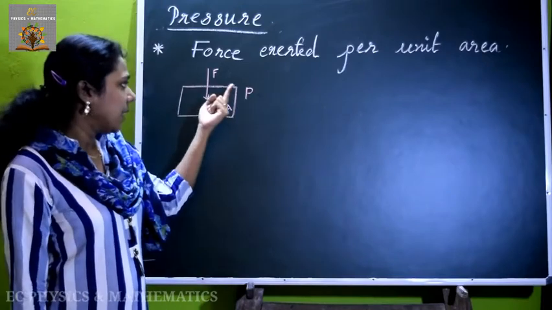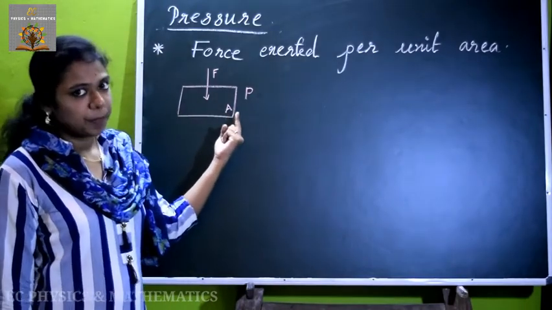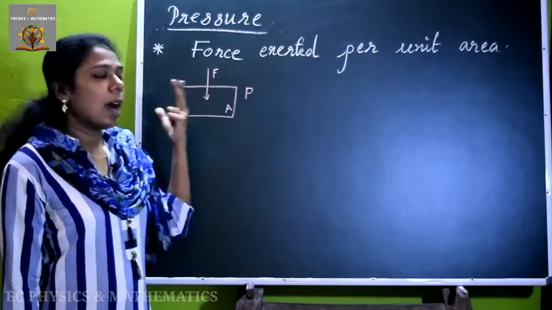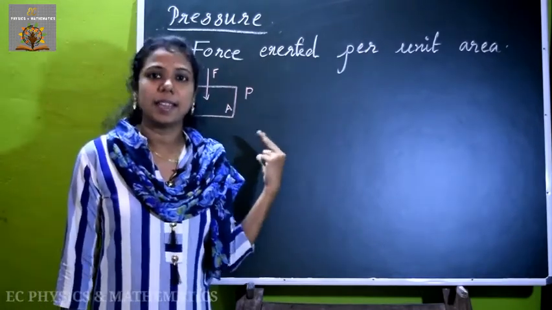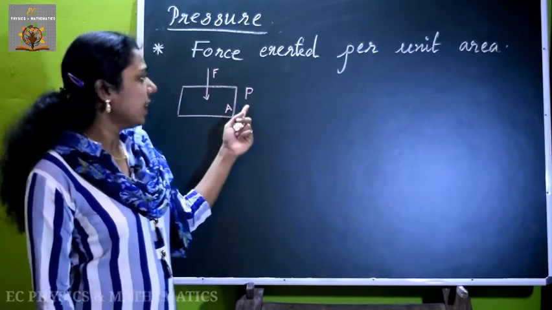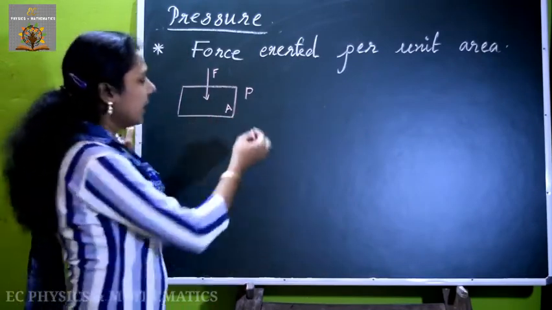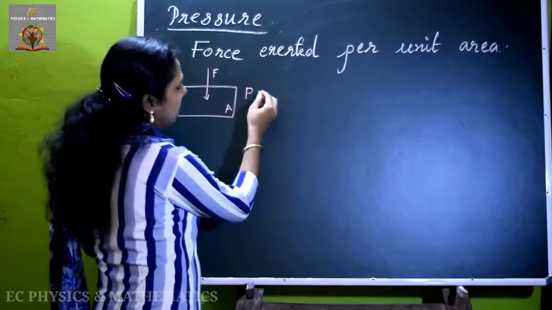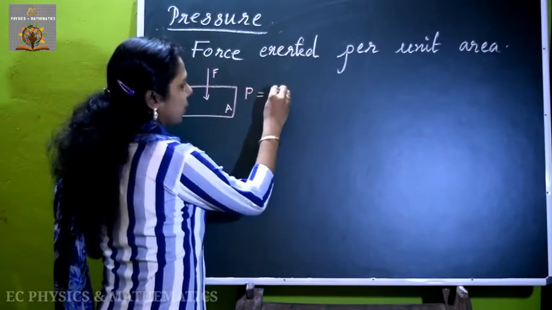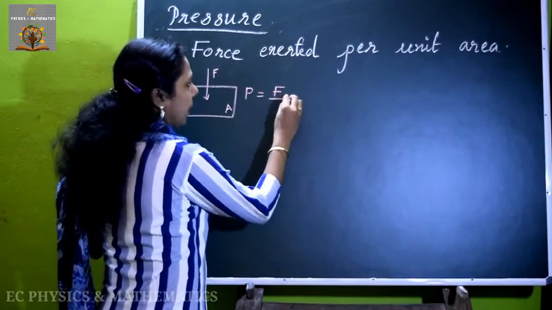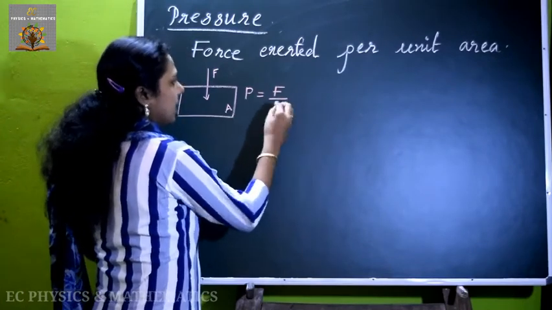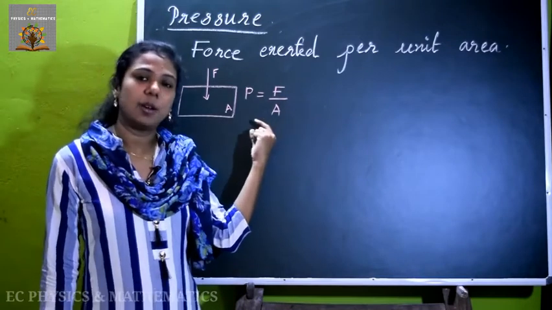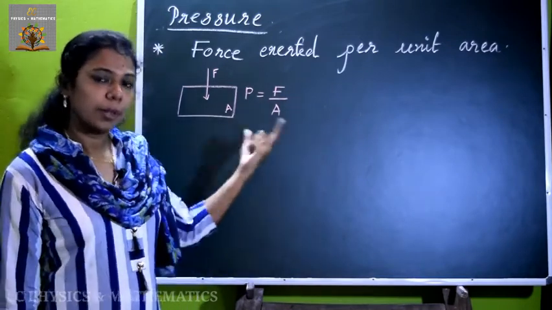We are taking an area, that is A. We are applying a force F. Then how much force we are applying in that given area, that is called pressure. So we can write like this, we are representing pressure with the letter P. So P is equal to F by A, that is force per unit area. That is called pressure.